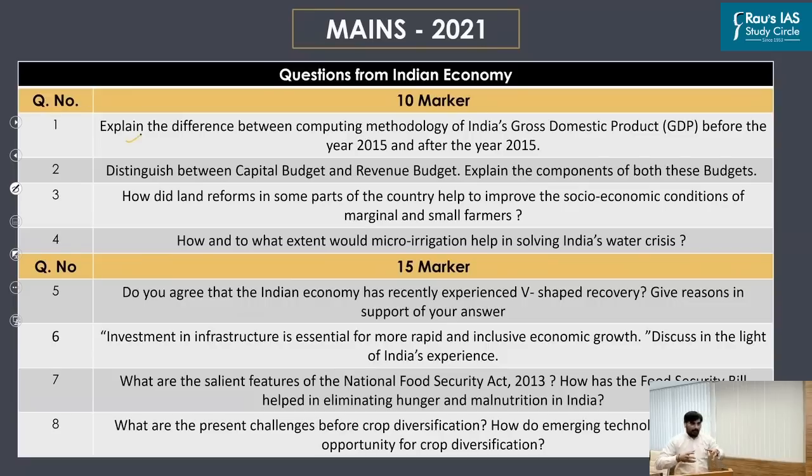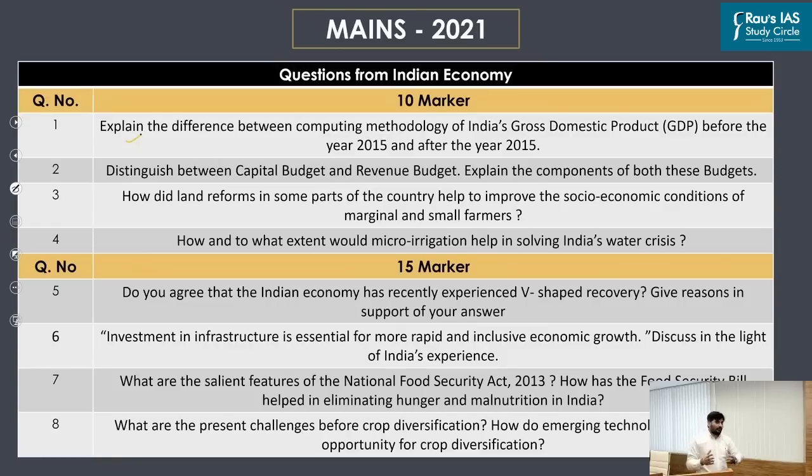But here, if you look at the question which UPSC had asked, UPSC did not ask a direct question related to the controversy over the GDP estimation which was in news. Question was not directly asked from the current affairs. Question was asked with respect to the core part of your UPSC syllabus, that is estimation of GDP.